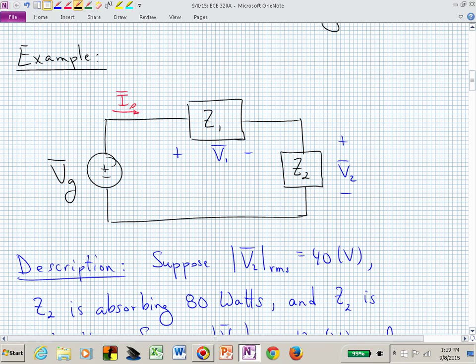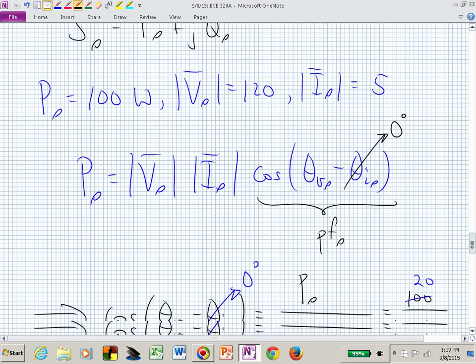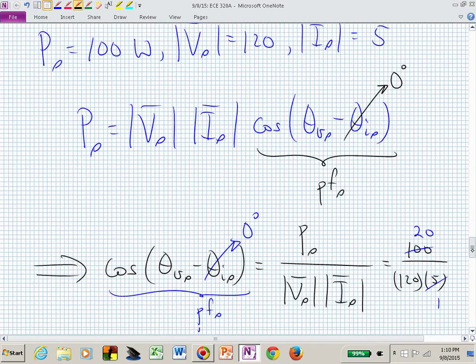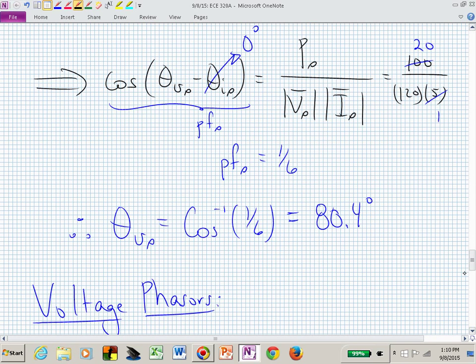Yes? Can you go back to where you found the power factor of the source? Here's the power factor of the source. That's now coming to us from our real power formula. The real power, we were told that was 100 watts. We were told the voltage of our generator or source, V sub G, was 120. We were told the magnitude of our current was 5. And now we end up with a power factor of our source being 20 over 120, or 1/6. And if we inverse cosine that, hopefully we end up with 80.4 degrees.